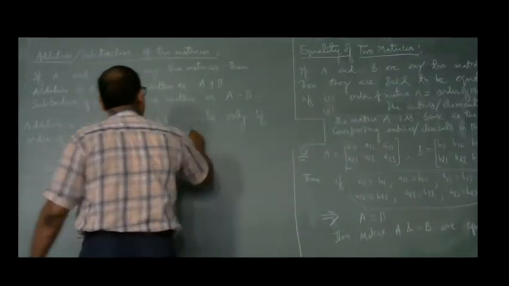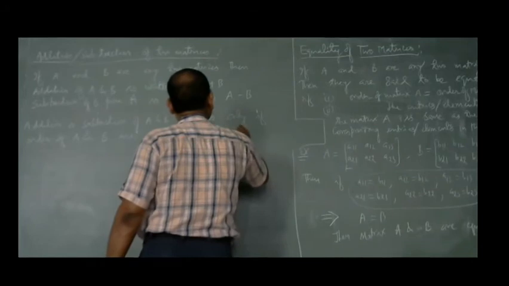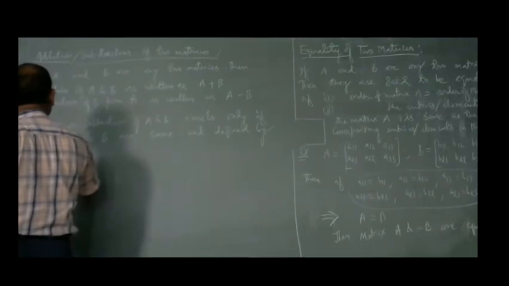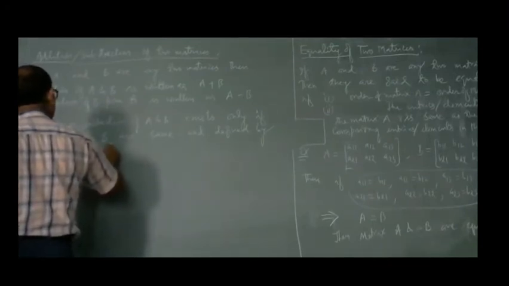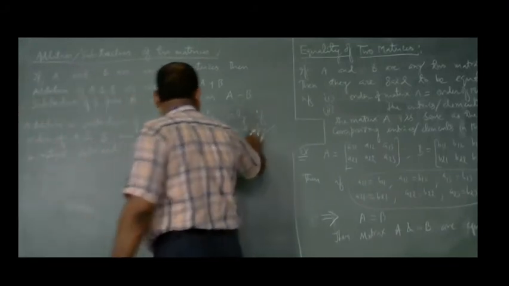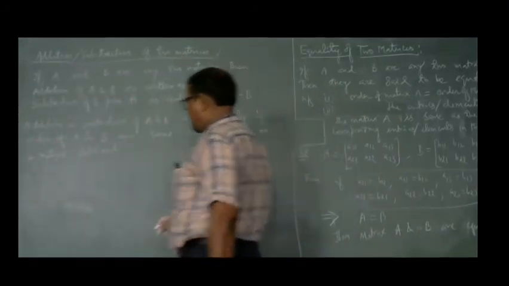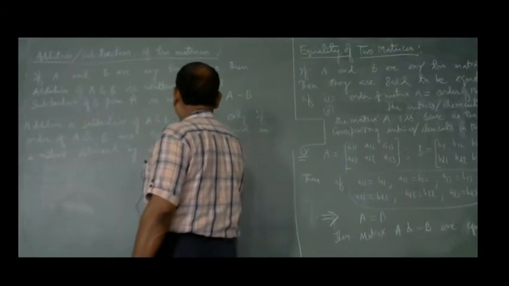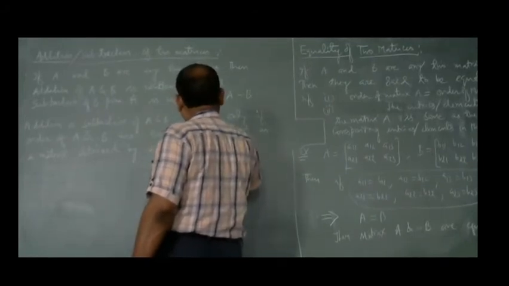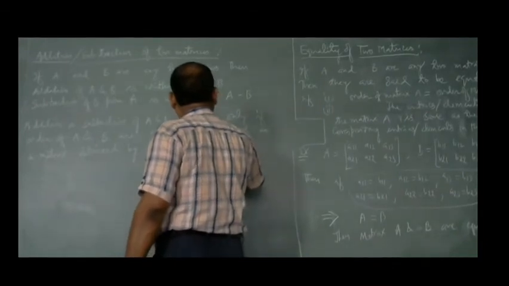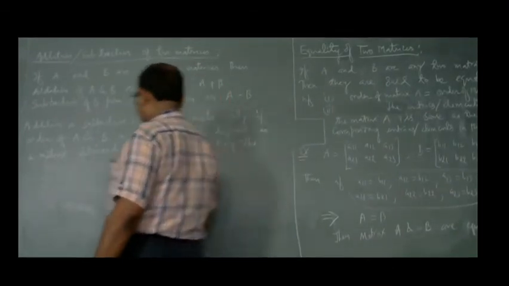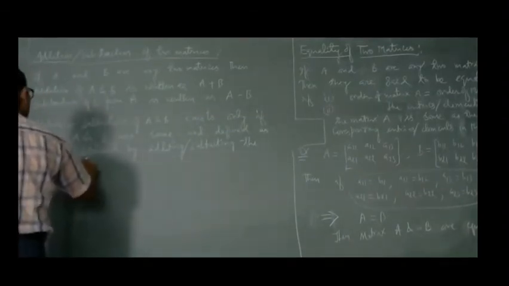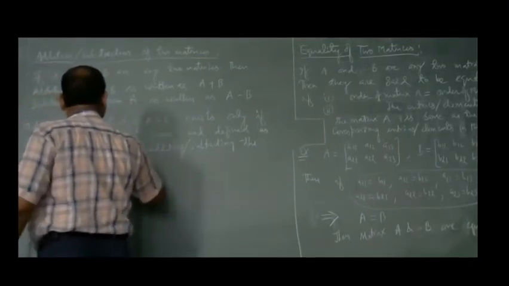What is the procedure? It is defined as a matrix obtained by adding or subtracting the corresponding elements of A and B.